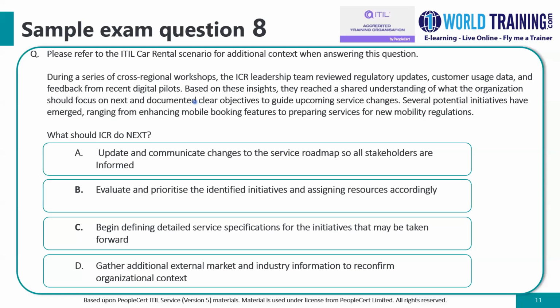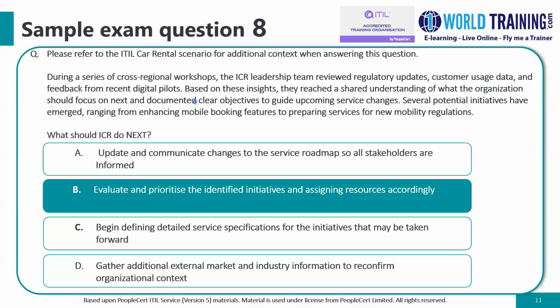This is incorrect because this will be happening later on after the priorities and resource allocation decisions have been made. And that has not occurred yet. The prioritization and allocation have not yet occurred. So A is incorrect. Choice B, evaluate and prioritize the identified initiatives and assign resources accordingly. So this is what needs to be done now because service direction and objectives have been agreed. So actions should be to prioritize them and allocate resources. Then afterwards, the communication will happen. So B would be correct.